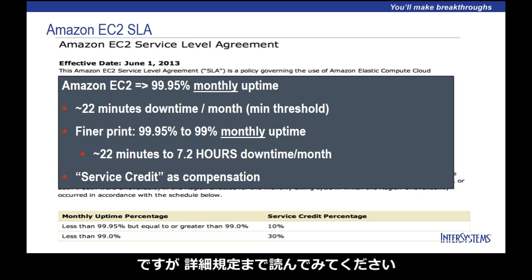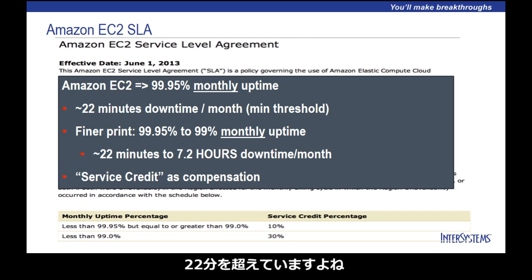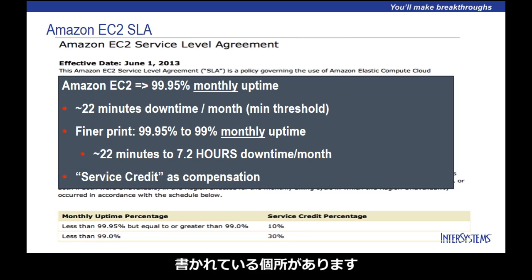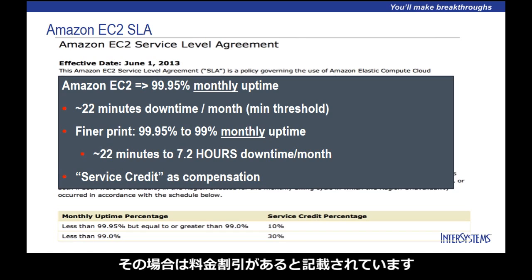But if you look further down into the fine print and ask the question, what happens if for some reason the Amazon system is down for 26 minutes, which is greater than 22 minutes? Well, then you find some interesting stuff where they say that if our system availability is between 99.5% and 99%, which means my system is down anywhere from 22 minutes to 7.2 hours, I will give you some discount.